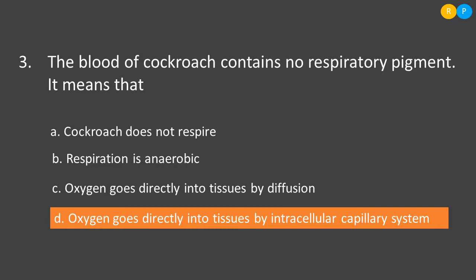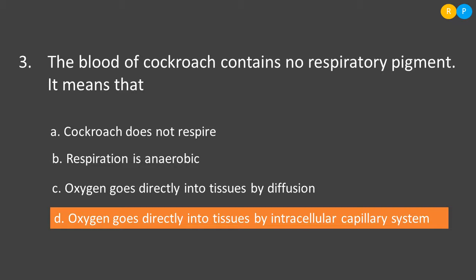Let us see option A, cockroach does not respire. Cockroach is not an anaerobic organism, it is an aerobic organism. We know all aerobic organisms require oxygen for respiration. Clear. So option A is wrong. Then option B, respiration is anaerobic. Respiration is not anaerobic in the cockroach, it is an aerobic organism.